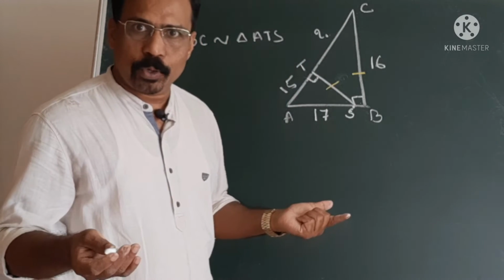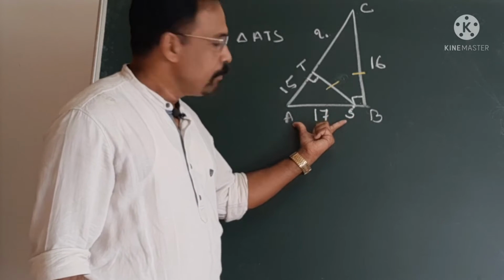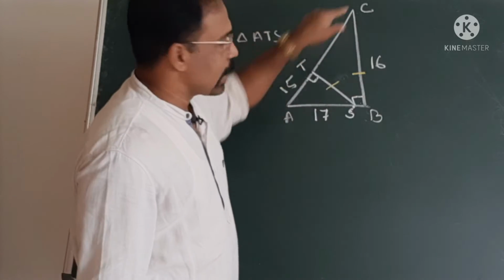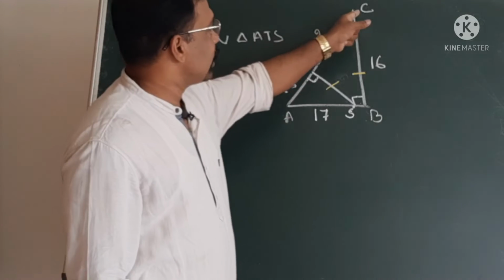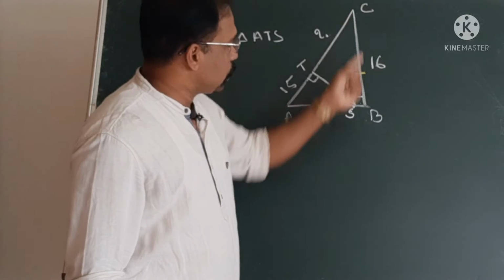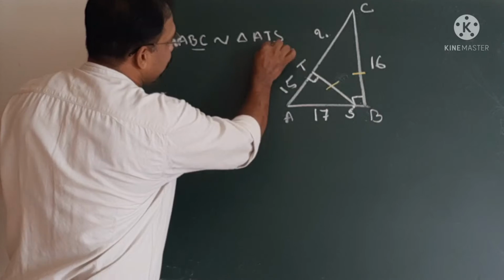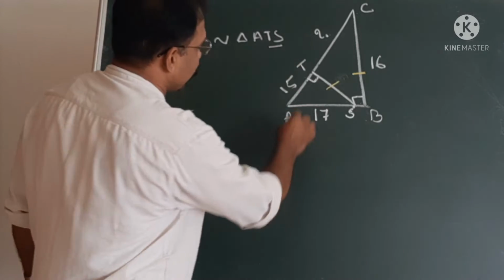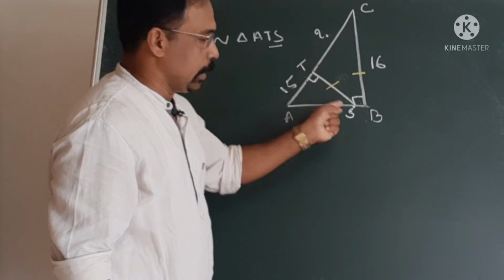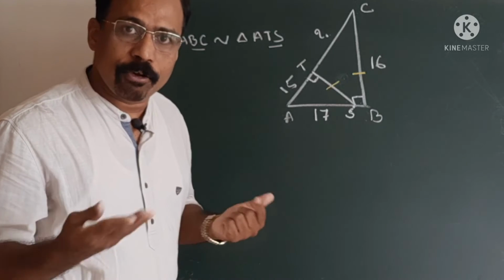So which are their corresponding sides? So the hypotenuse, in this case it is AS, that is already given as 17. Here as far as the bigger triangle is concerned, the hypotenuse is AC. Now which is the base corresponding to BC? So here BC, ABC. So here it will be ATS. So it is TS. The corresponding side of BC is TS, but we don't know the value of TS. So we have to find out the value of TS.